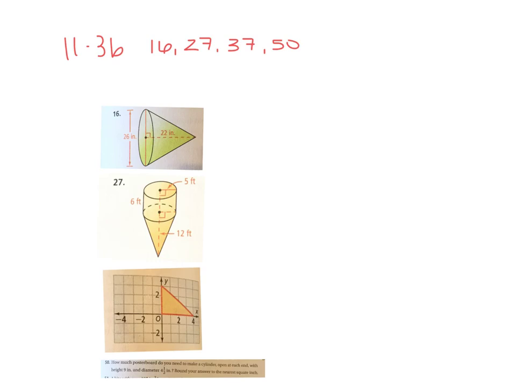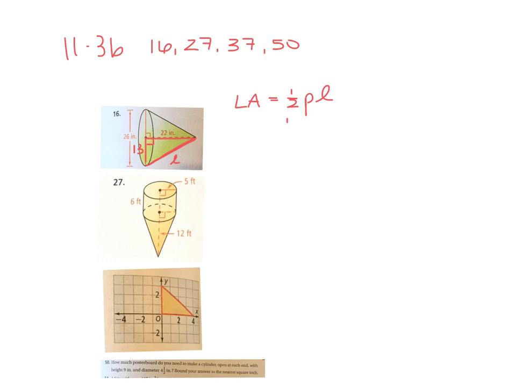Hi guys, so I'm going to go over a few of the 11.3b problems, starting with number 16. It just asks for the lateral area, not surface area as well. So for lateral area of a cone, it's 1/2 PL. So we're going to have to find the slant height, which is this side, which means we need to look at this right triangle. So this would be 13.